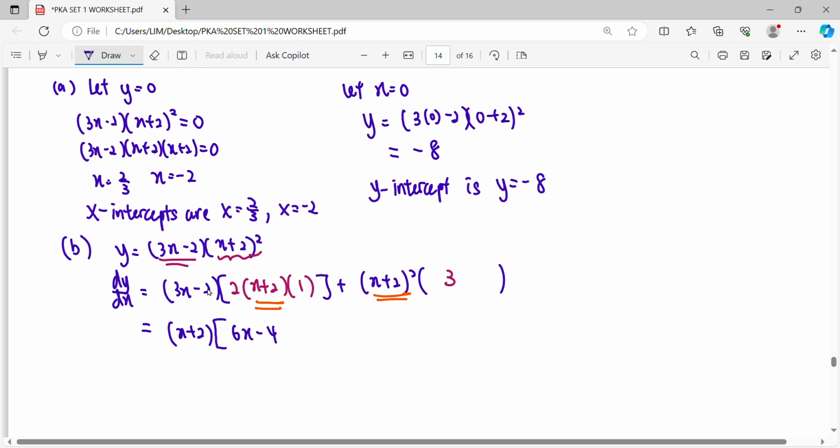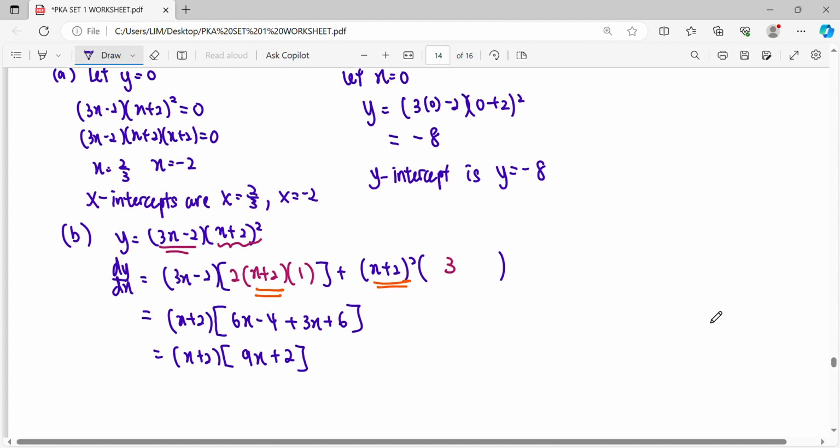Continue. At the back here, when you take out one factor of x plus 2, you still have 1 factor here remaining. So expand with 3, it will give you 3x plus 6. So simplify, where you can see 6x plus 3x, 9x, and the numbers negative 4 plus 6, 2. So we are done with our first derivative.